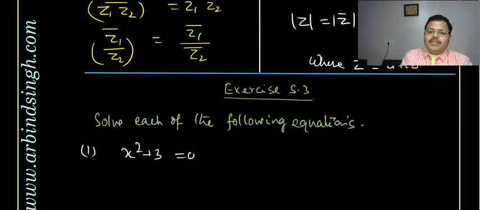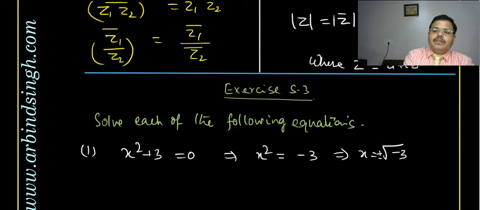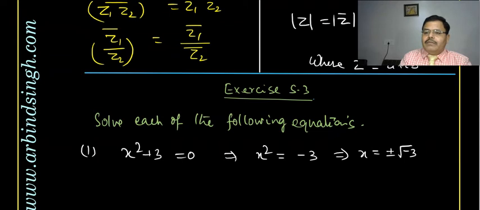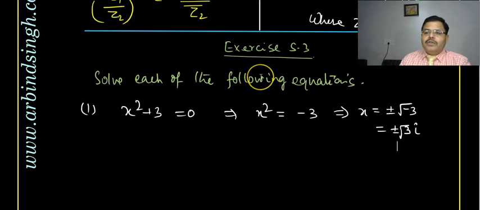x square plus 3, very simple question, is equal to 0. This implies x square can be written as minus 3, and hence x is equal to plus minus under root of minus 3, that can be written as plus minus root 3 iota, right? That will be the answer. So there are two roots, and earlier we left such questions when a square root comes in terms of negative.